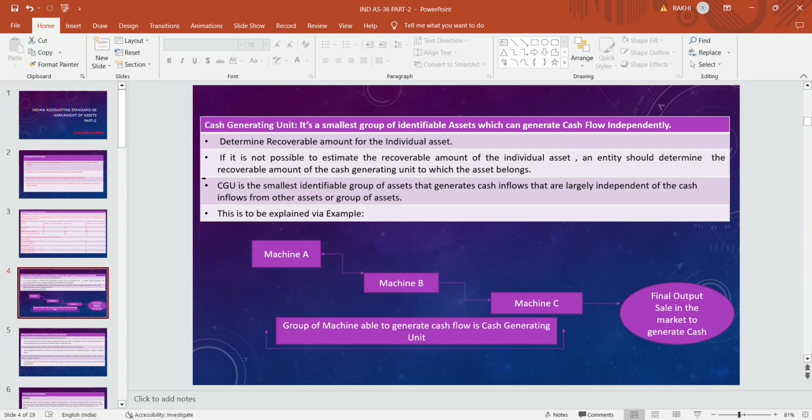Suppose there is machinery A. A product is inserted in machinery A, then it produces some output, which is again inserted in machinery B, then it produces some output, and then again it is inserted in machinery C, and then the final output comes, which is finally sold in the market. This group of machines A, B and C, which generates the final output, is able to generate cash flow, and it is known as a cash generating unit.